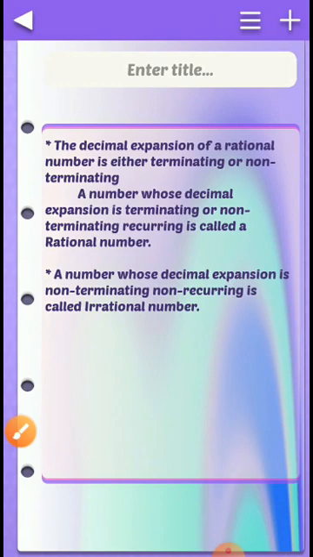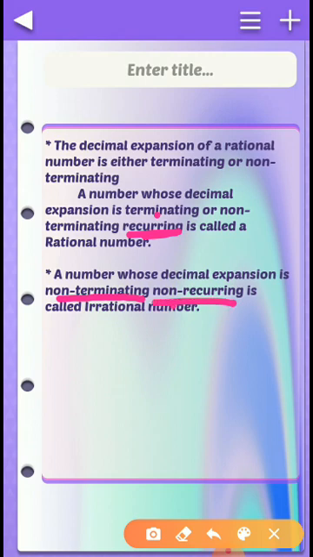Now we'll see what an irrational number is. Previously we said that if it is not rational, that means it is not of the form p by q, it is irrational. For rational numbers, the expansion should be terminating or recurring. For an irrational number, it should be the opposite: a number whose decimal expansion is non-terminating and non-recurring. No recurrence should be there. Then I can say it is an irrational number.